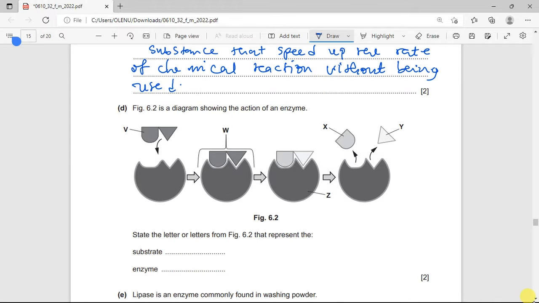Now they said figure 6.1 is a diagram that shows the action of an enzyme. So if still same thing, you label this. So this is the substrate. Obviously this is the enzyme, and that's the enzyme. This space here is the active site. So once they combine, they form the enzyme substrate complex.